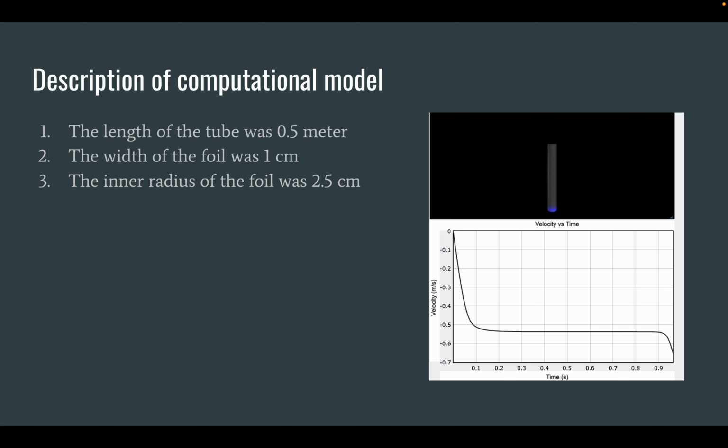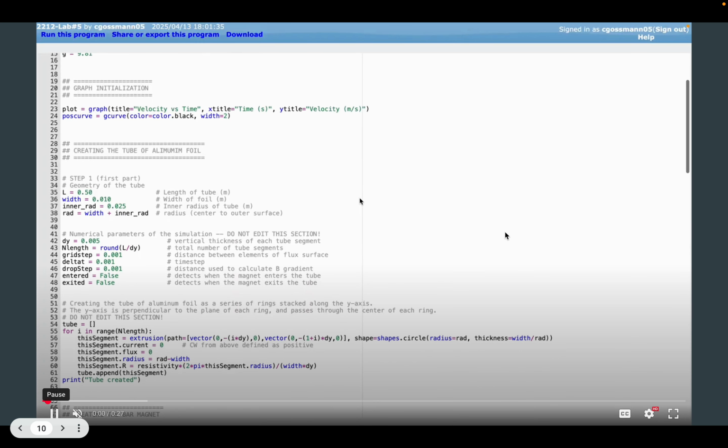Now the computational model. The length of the tube was 0.5 meters. The width of the foil was 1 centimeter, and the inner radius of the foil was 2.5 centimeters. Here is the graph of the velocity versus time for this computational model. Now here's a video of the code.